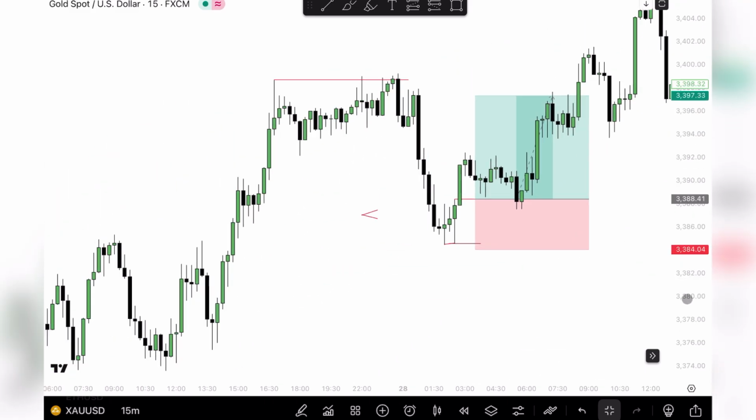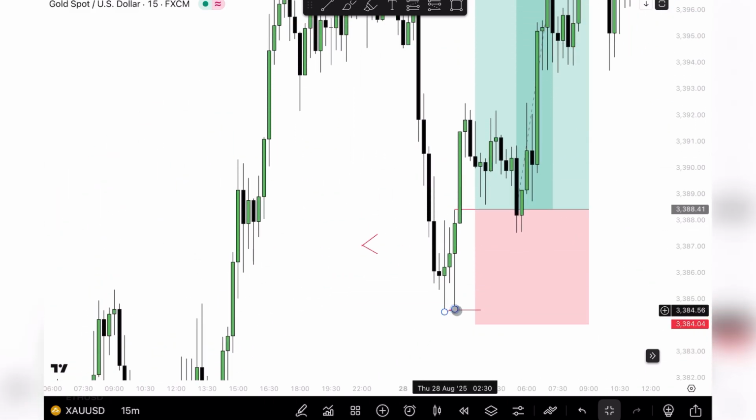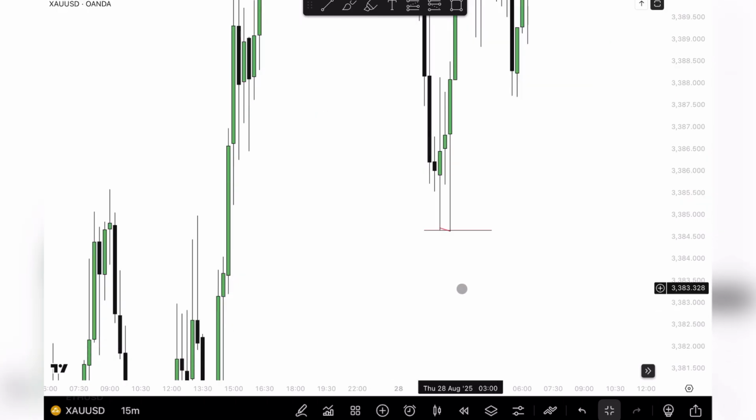There are some more things to it. In this case, as I showed you, this sweep should be with a wick. Okay, if the body closes below the previous candle here, then it won't be valid. So this should be a wick. It should sweep this and then it should close above.